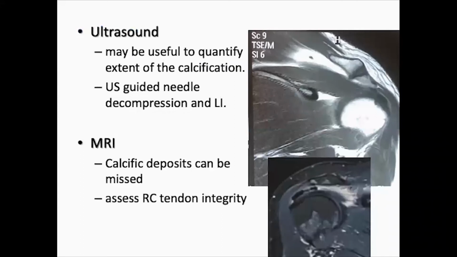Ultrasound may be useful to quantify the extent of calcification and can be used for guided needle decompression and local injection. MRI is important to assess the rotator cuff integrity, but care should be taken as the diagnosis can be missed, especially if no plain films are available at the time of initial presentation.